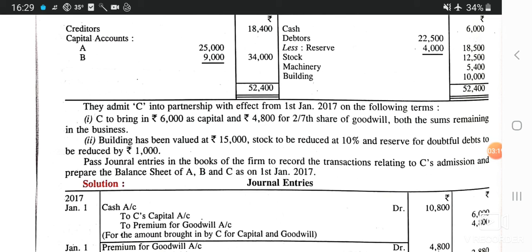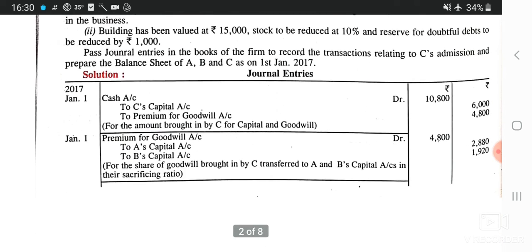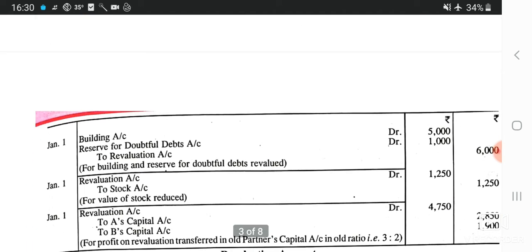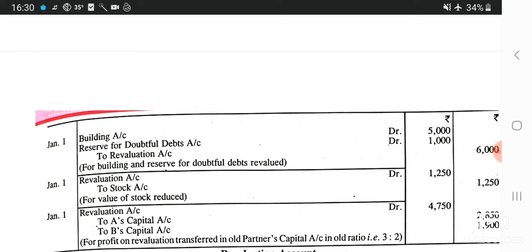Next entry is the stock to be reduced by 10%. So the value of stock is decreased by 10%. So the stock has been decreased by 1,250. So we can see in the entry: revaluation account debit to stock, because the value of stock is reduced.